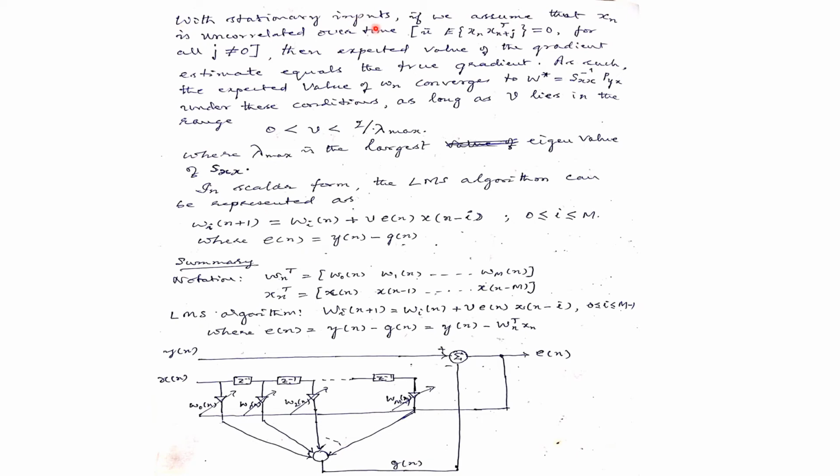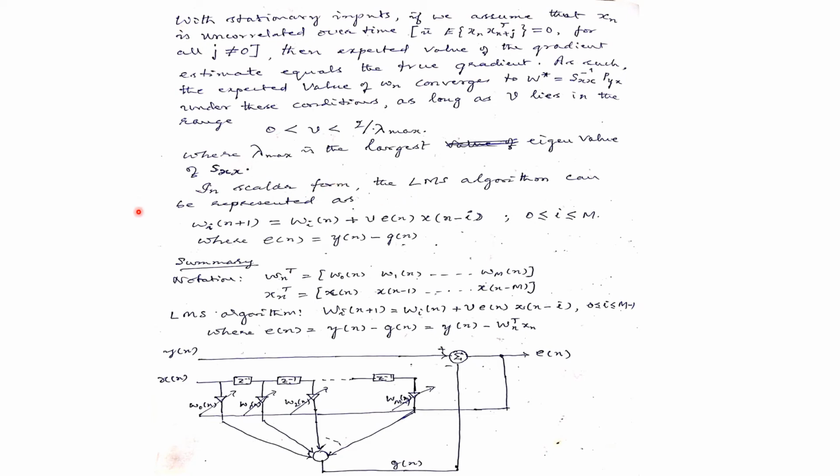If the signal is stationary, you can make use of the equation for the optimum filter coefficients. It's basically Sxx inverse and Syx. You'll be able to get the same filter coefficients from this predictor, so the adaptive filter configuration also, if the value of v is selected between 0 and 2 by lambda max, where lambda max is the largest eigenvalue of the autocorrelation matrix Sxx. So the previous equation that we saw is basically the vector form.